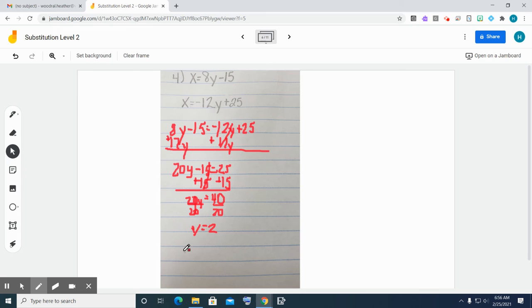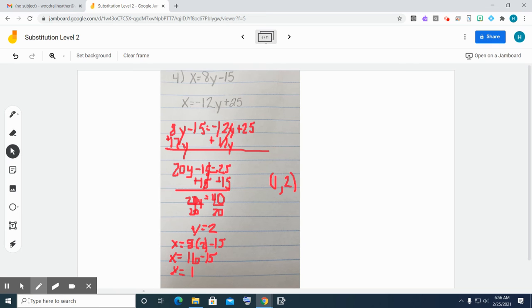Okay, so plug it in. X is equal to 8 times y. So 8 times 2 minus 15. Okay, 8 times 2 is 16. 16 minus 15, that's equal to just 1. So then we have x is equal to 1, y is equal to 2.